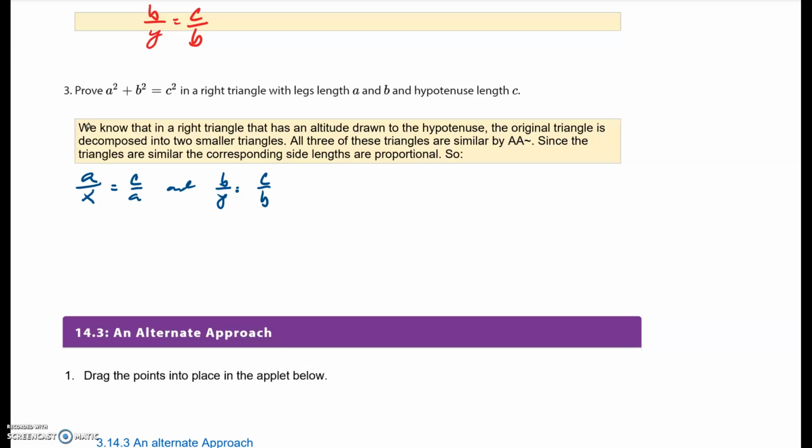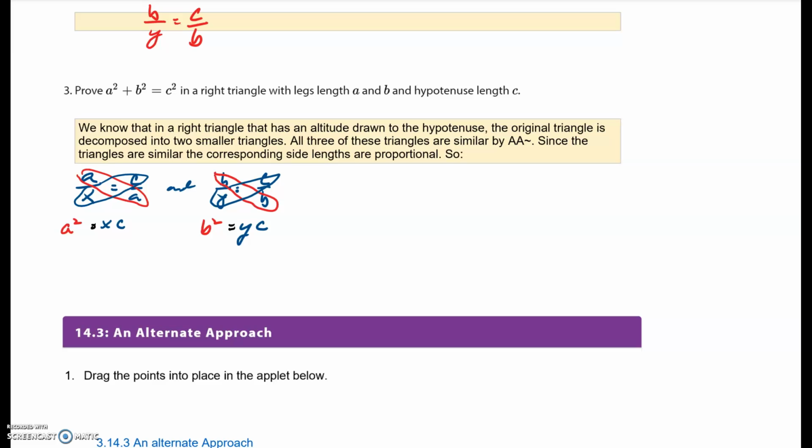Okay, what I'm going to do is just cross multiply these. And we got a times a is a squared, and that will be equal to x times c. And I also know that b times b, or b squared, is going to be equal to y times c. Okay?